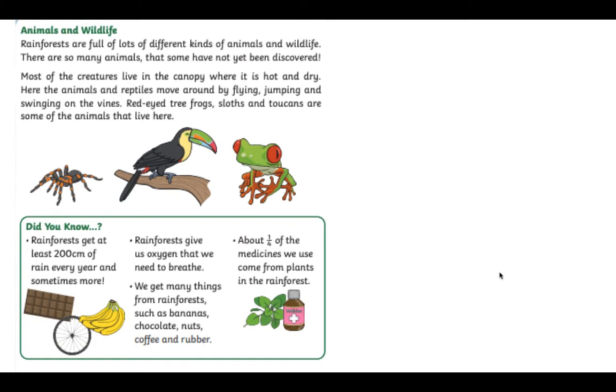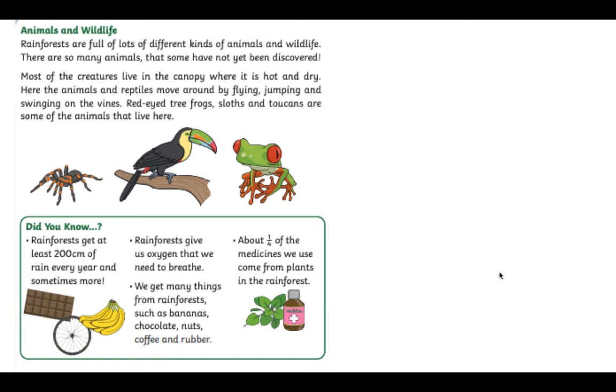Okay, animals and wildlife. Rainforests are full of lots of different kinds of animals and wildlife. There are so many animals that some have not yet been discovered. Most of the creatures live in the canopy where it is hot and dry. Here, the animals and reptiles move around by flying, jumping and swinging on the vines. Red-eyed tree frogs, sloths and toucans are some of the animals that live here.